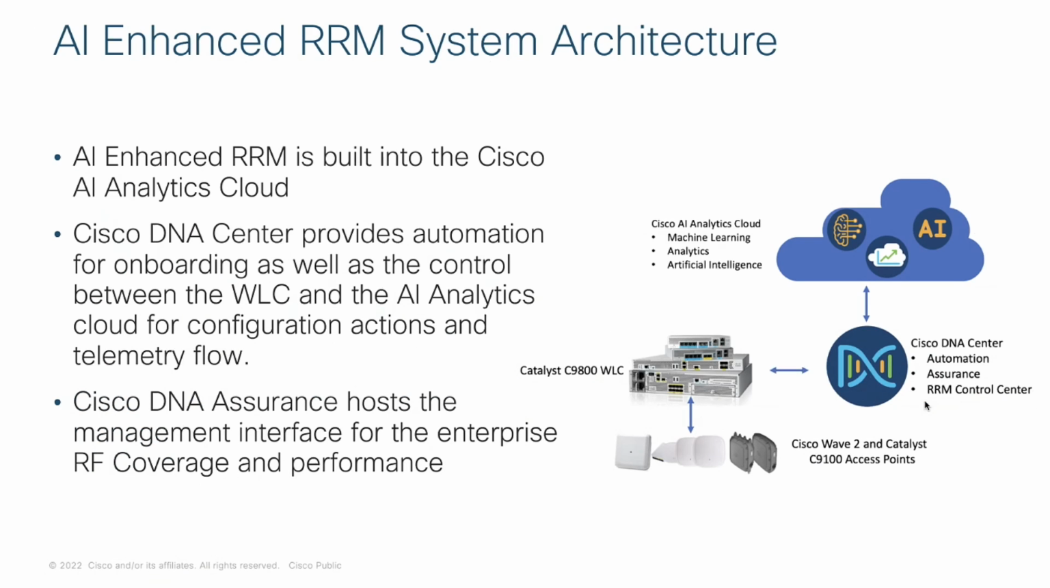What do you need? You need the Cisco RRM architecture, which includes DNA server in the center to provide the uplink for the telemetry and the downlink for the command functions over the C9800 controller. You also need the Cisco AI Analytics Cloud.